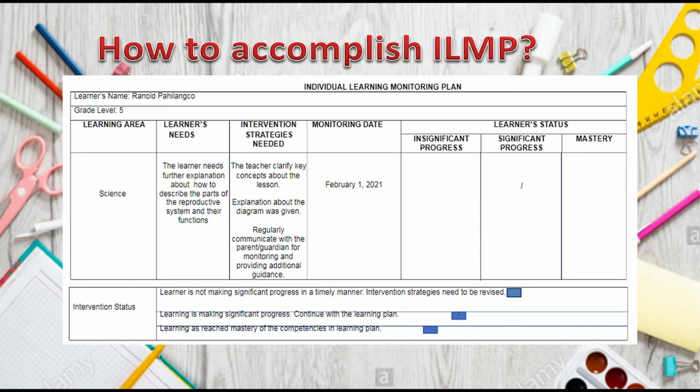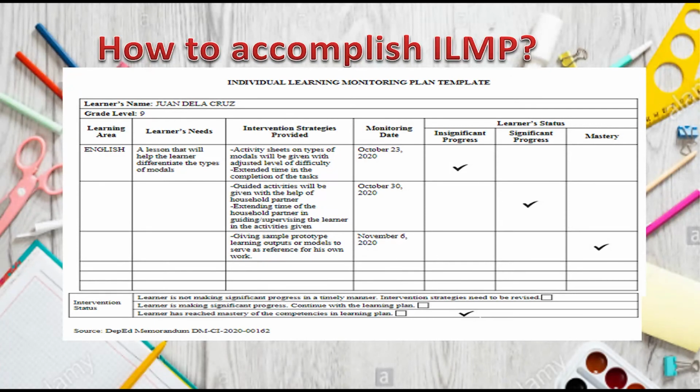The monitoring date is February 1, 2021. The learner's status is significant progress, meaning to say, the learner is making significant progress. Continue with the learning plan. Another example is the learner's name, Juan de la Cruz, grade 9 level. The learning area is English.